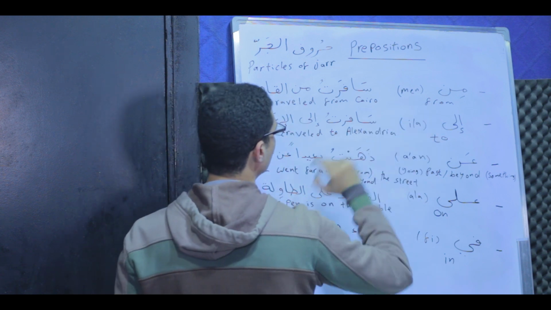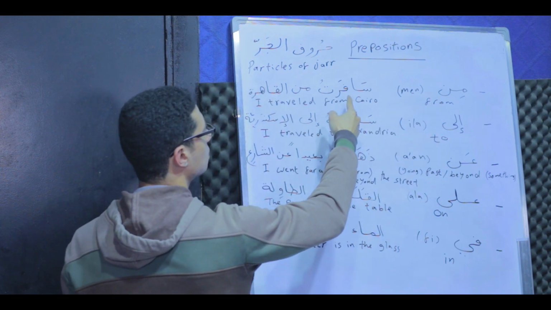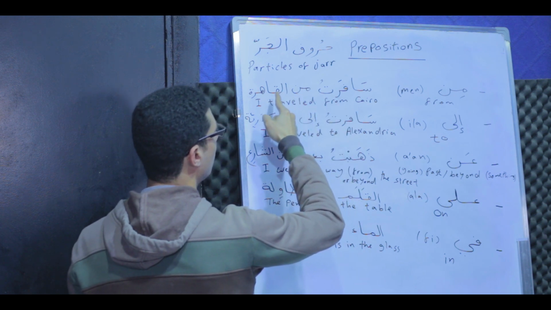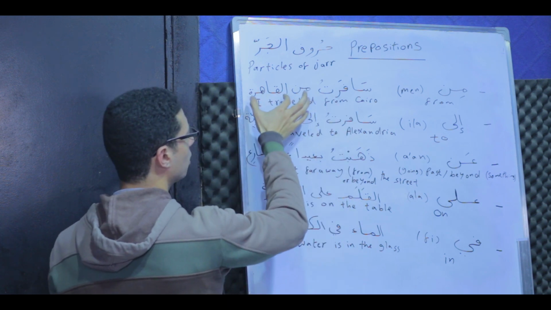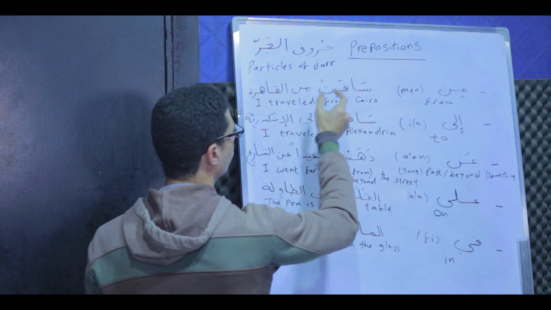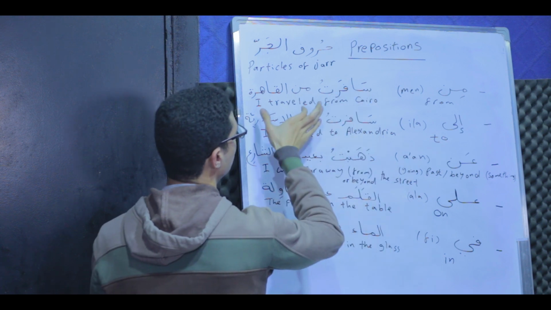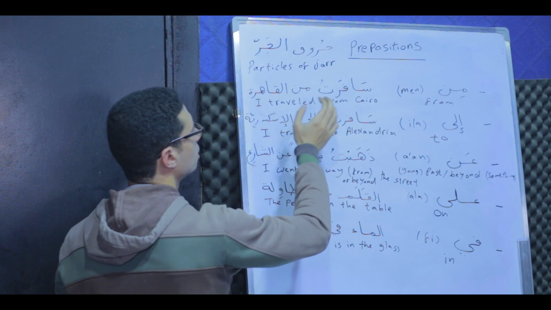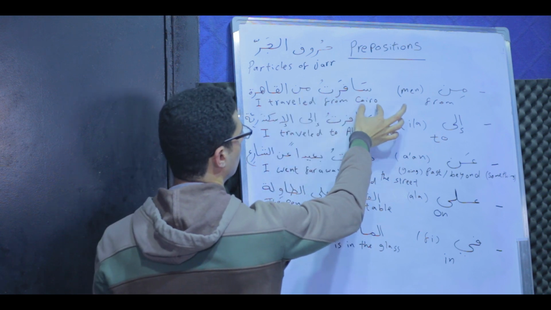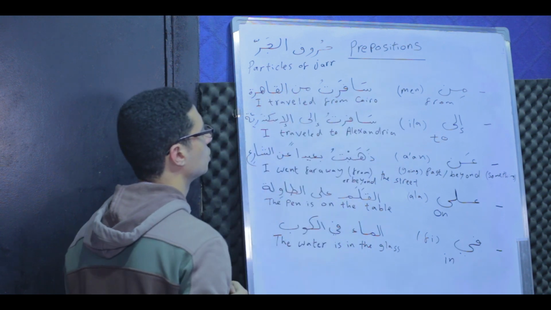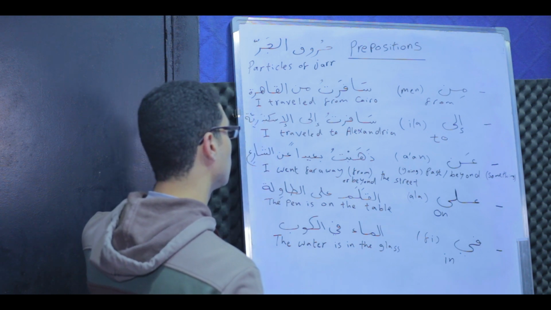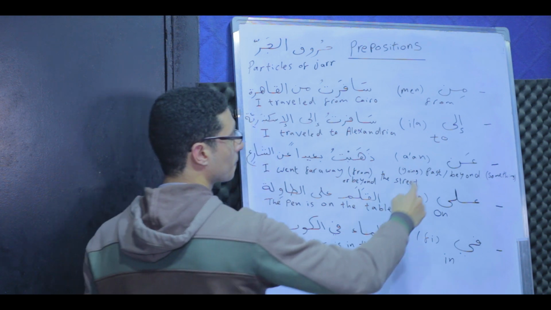Min means from. So for example, safartu min al-Qahira. Al-Qahira means Cairo. Min, from. Safartu, I traveled. So safartu min al-Qahira, I traveled from Cairo.